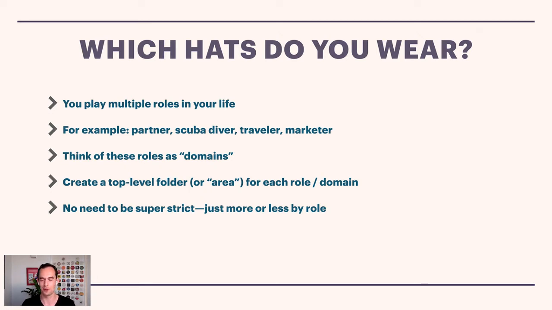So for example, you may be a partner to your wife, your husband. You may be a traveler. You may go on a lot of trips. Maybe you're someone who speaks at conferences, so you're like a speaker. Sometimes you're doing your taxes, you're keeping your books, so maybe sometimes you're kind of like an administrator of your own life. Maybe you do yoga, so you consider yourself a yogi. So you've got all these different hats that you wear, different roles that you play. And when you're organizing your task manager, that's a great place to start.